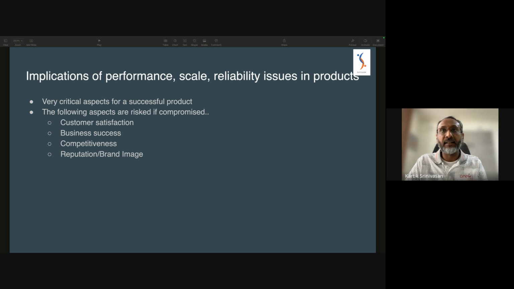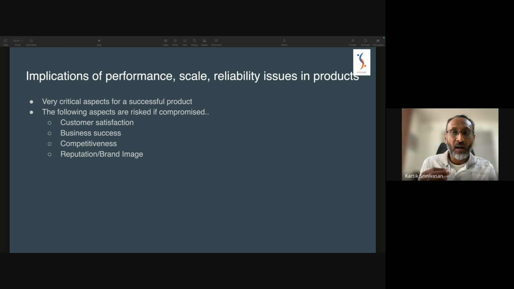So let's go back, right? Customer satisfaction is going to be very, very critical. Business success, right? If, for example, the Aadhaar authentication doesn't work, will any business trust Aadhaar anymore? They will want to do their own way of authenticating, etc. Then the whole value proposition of doing Aadhaar authentication is a question mark.